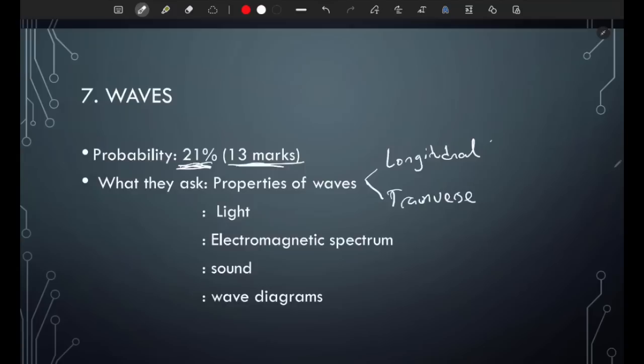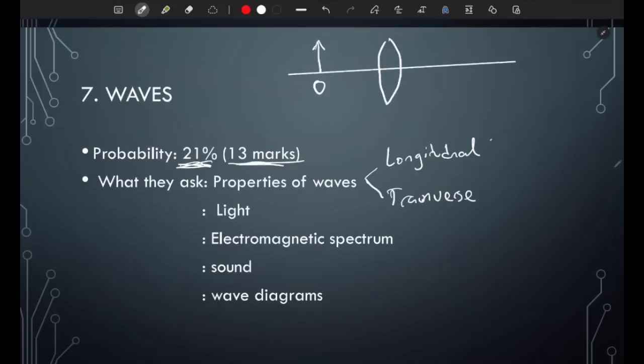The second one is light. Light is very popular, and what I've seen in recent years is they would give you ray diagrams. So you can have a lens at the center, and then you have the principal axis, and then you can have an object. Let's say this is object O. They can tell you to draw the image of the object. So make sure you know how to do this.